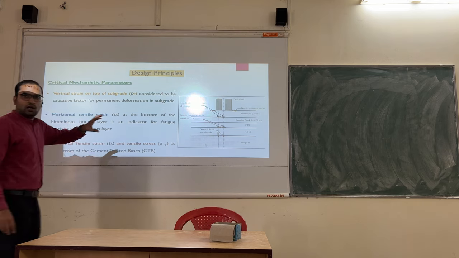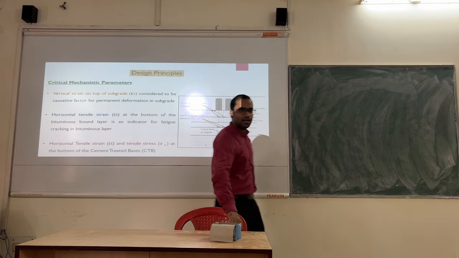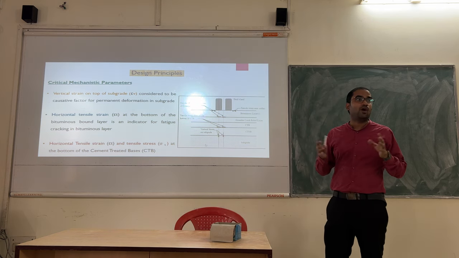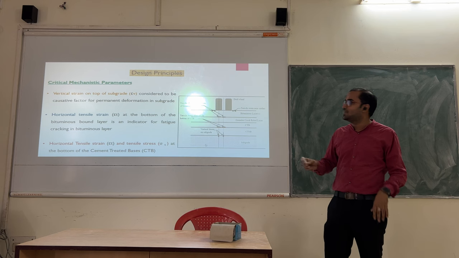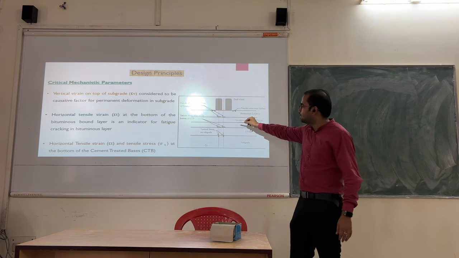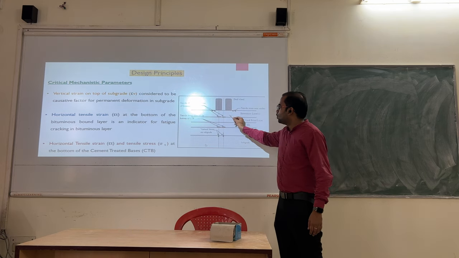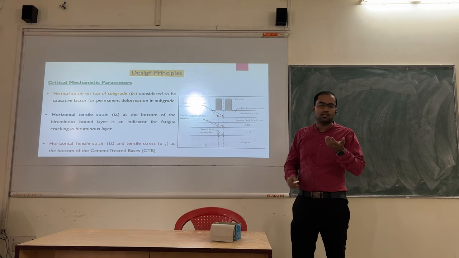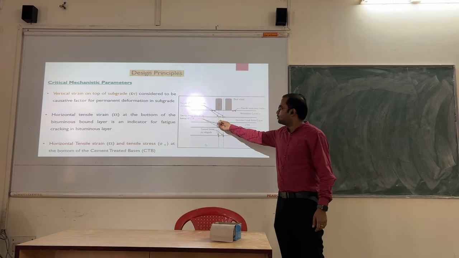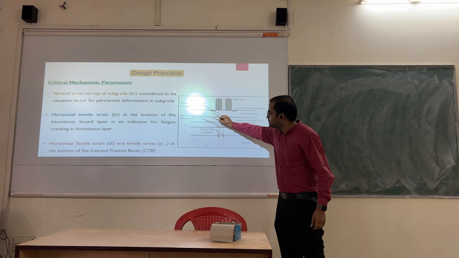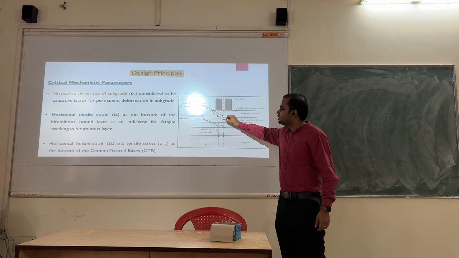Then the other thing you have to consider: you are calculating stress, strain and deflection, but at what point is this calculation needed? Here, say a dual wheel load is considered when it is acting. One thing is the surface deflection, the deflection at the top surface. Then, as I have told, the tensile strain at the bottom of the bituminous layer. So this is the bituminous layer, and at its bottom you have to calculate the tensile strain.